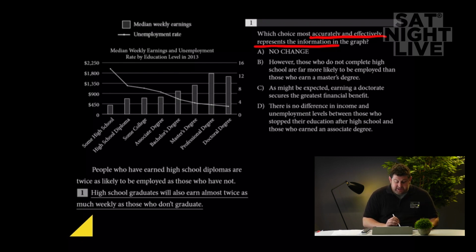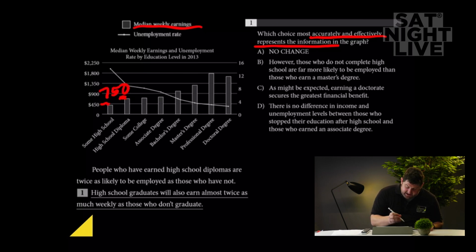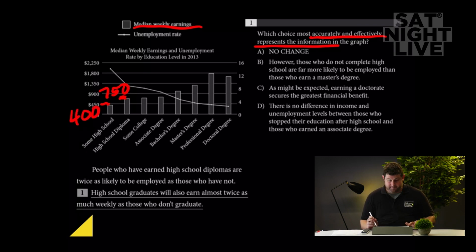A: high school graduates will earn almost as much weekly as those who don't graduate. If I look at my picture, the earnings are my bars. And high school graduates make maybe somewhere roughly around $750, $800. And then for people who don't graduate high school, it's about $400. That's actually looking okay when I use my pencil. I'm going to leave it alone.